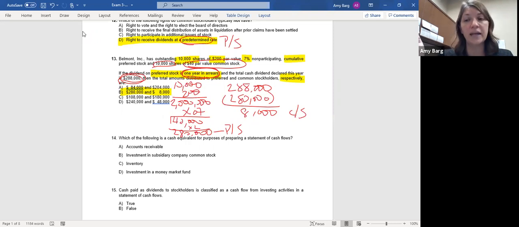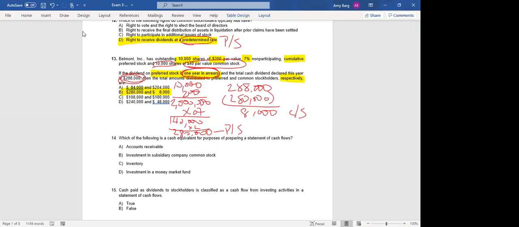If they were only paying $250,000 in dividends, they would pay them the dividends in arrears from last year, and then they would pay them the rest of the dividends that they were paying from this year, and they would still owe them. They would be $30,000 dividends in arrears the next time they paid dividends.